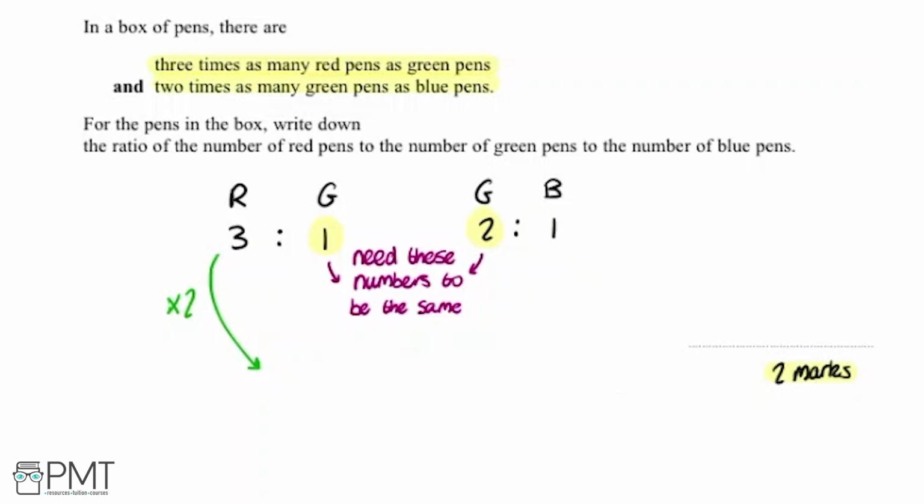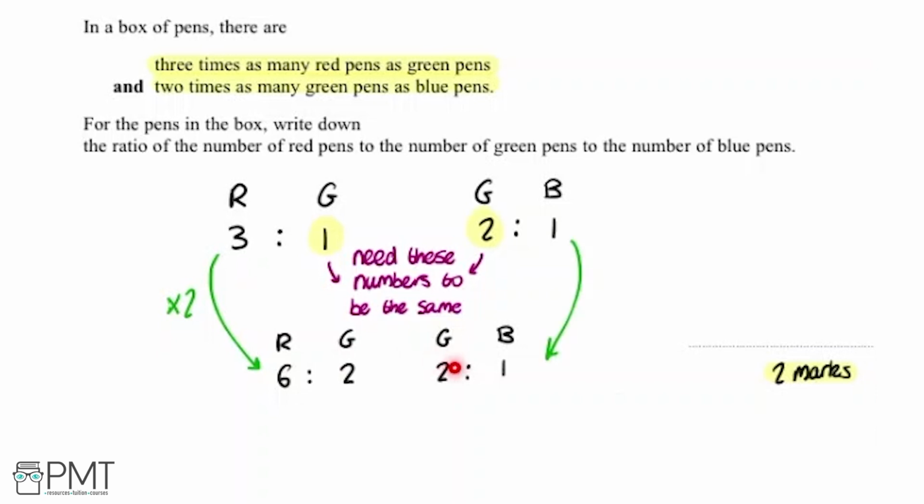When we're working with the ratios, we need to remember to multiply both sides, because we need to keep them equivalent. We need the new ratio that we have to be equivalent to the old ratio. So doing that, we're still going to have red and green, but the ratio now is going to be 6 to 2. And we're going to leave the other one the same. We've still got green to blue, which is a ratio of 2 to 1.